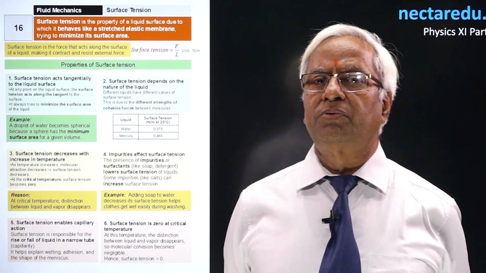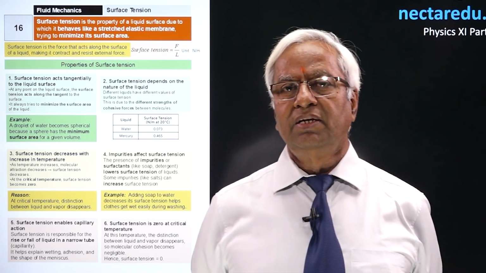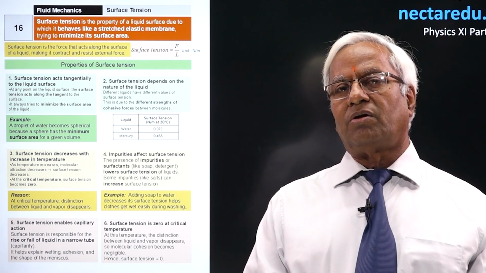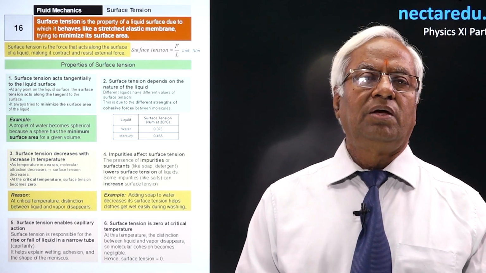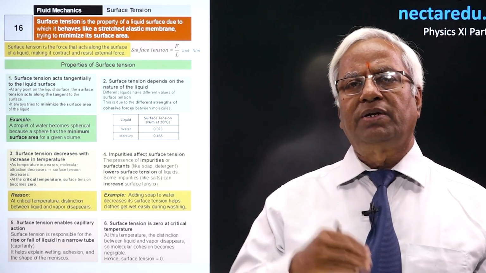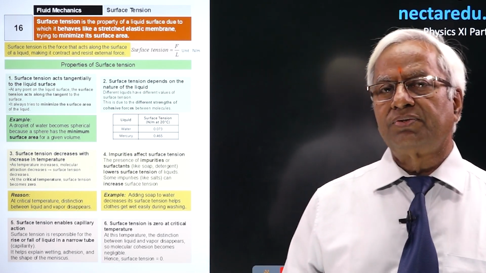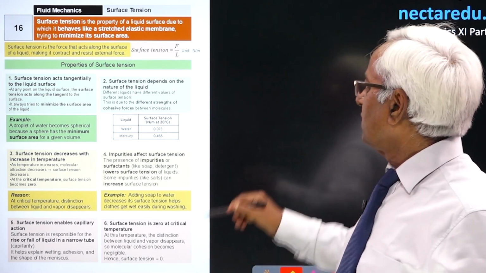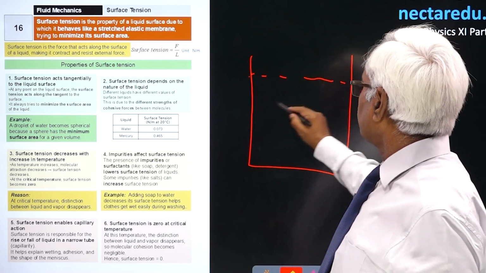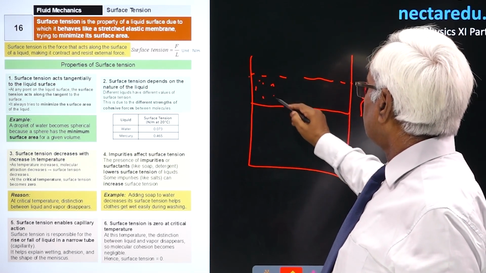Intermolecular forces means force between the molecules, but when the molecules are of similar substance, it is cohesive, and when different substances are there, it's called adhesive force. Out of these two forces, depending on which one is greater, which one is smaller, we have the property of surface tension.